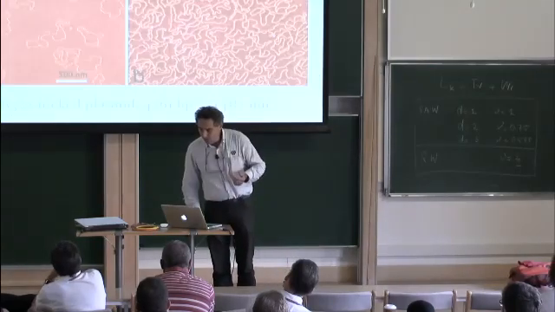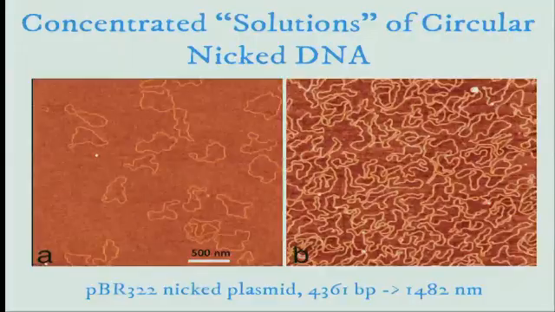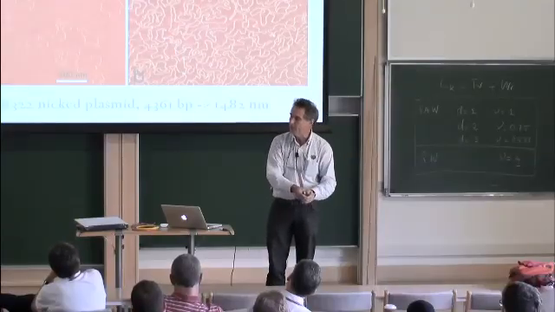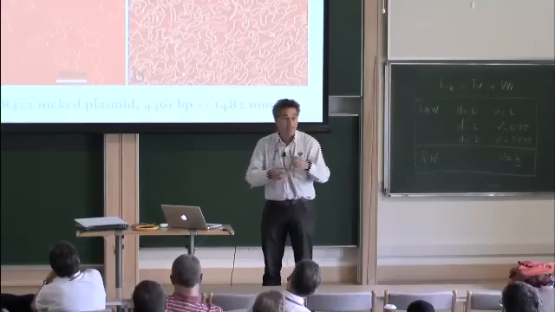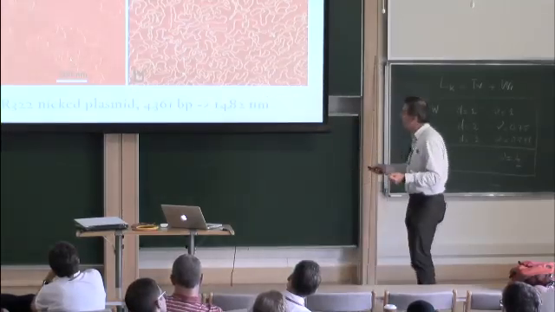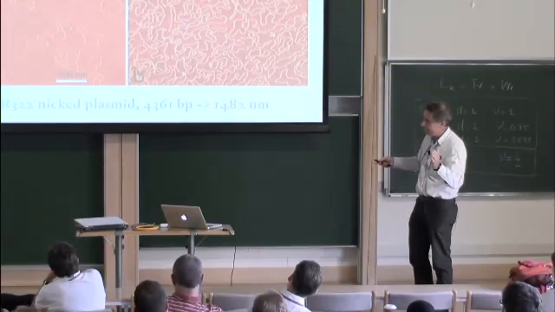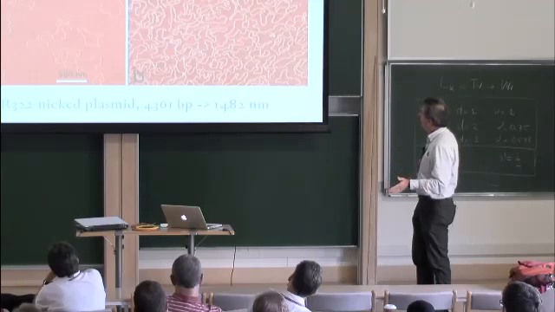So now I will speak about a concentrated solution of circular nicked DNA, because a concentrated solution somehow simulates confined molecules. In this case, the confinement comes from the other molecules, not because you put it in a microfluidic device or because you put it in a virus, but because the others are present. And so these are the images that we take. This is the experiment I showed you before that we will use as a reference. And these are the situations where we have the concentrated solution.